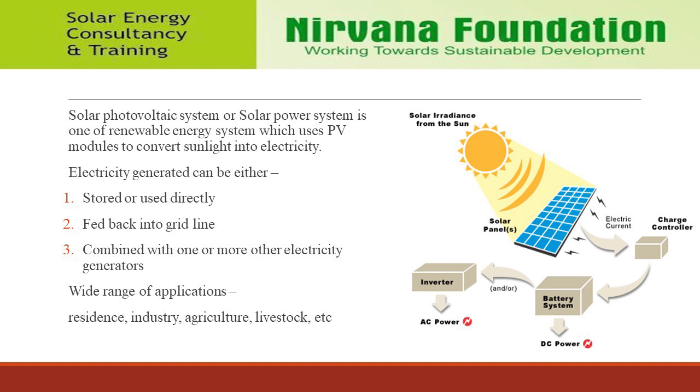Solar photovoltaic system or solar power system is one of the renewable energy systems which uses PV modules to convert sunlight into electricity. Electricity generated can be either stored or used directly or fed back into the grid line, combined with one or more other electricity generators. Wide range of applications: residence, industry, agriculture, livestock, etc.